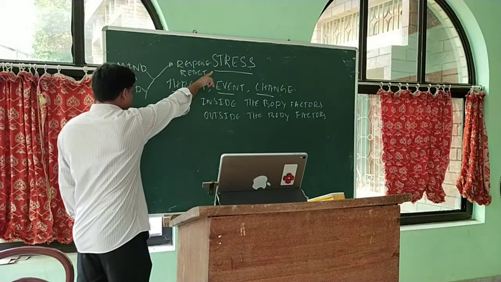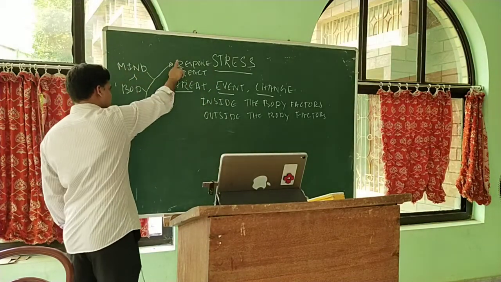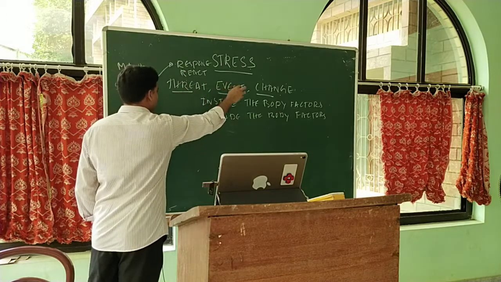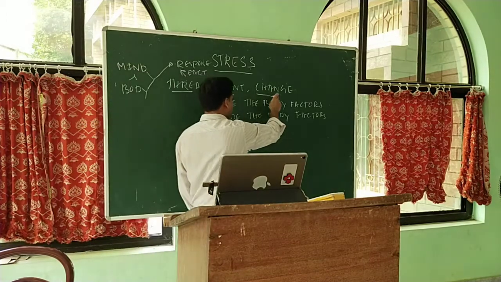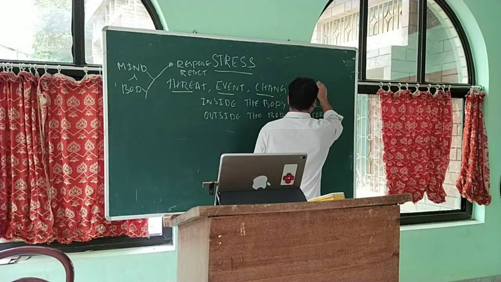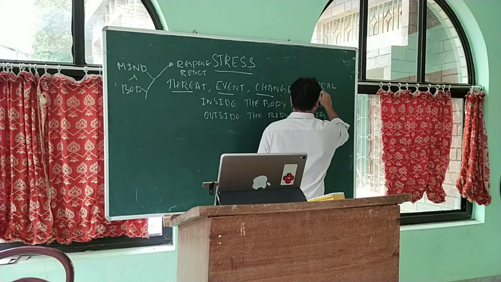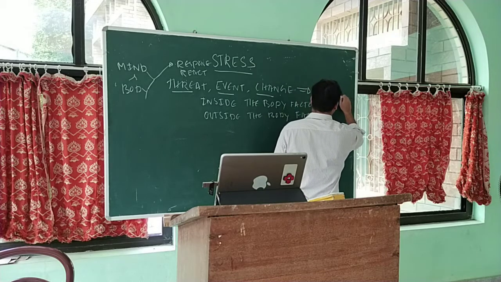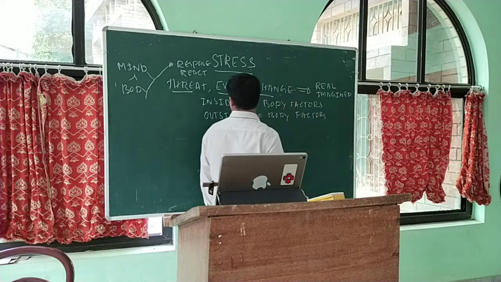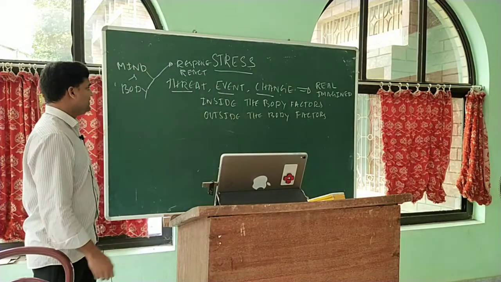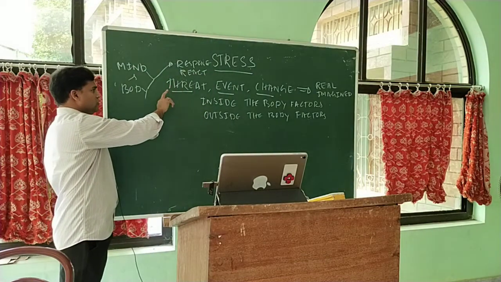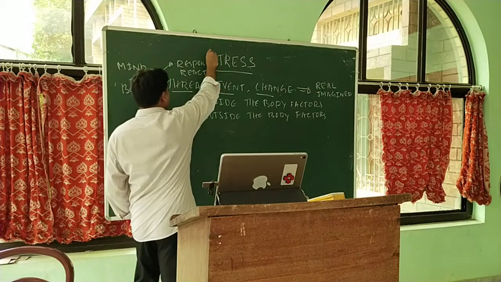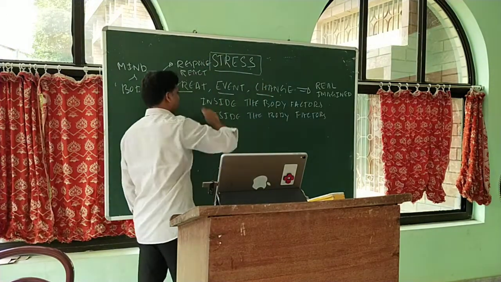So stress is our mind and body's response or reaction to a real or imagined threat, event or change. This threat, event or change can be either real ones or imagined ones. So that is the understanding. Our mind and body's response or reaction to real or imagined threat, event or change is called stress. It's a simple definition of stress.